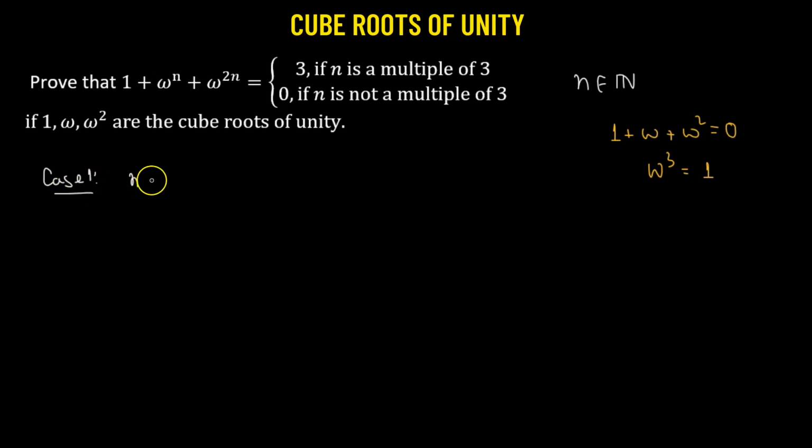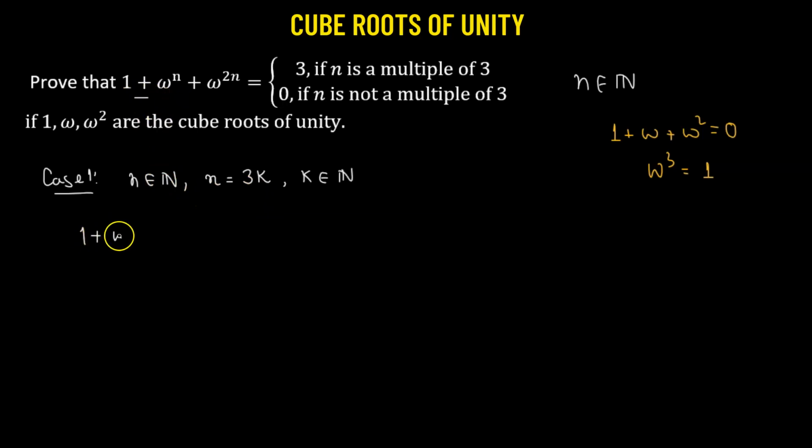Let's say our n is a natural number, and also it's a multiple of 3. Since it's a multiple of 3, we will consider n to be equal to 3 times k, where k is also a natural number. That's evident from the fact that if n is a natural number, then k must be a natural number as well. Let's substitute this into our given expression.